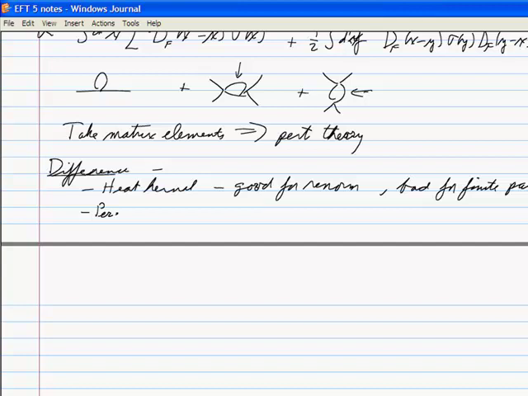The perturbative way that I just showed you, it's not so good for the renormalization. So renormalization has to be done still process by process. In other words, you can't do it all at once, like you could in the heat kernel, but you reproduce perturbation theory easily.